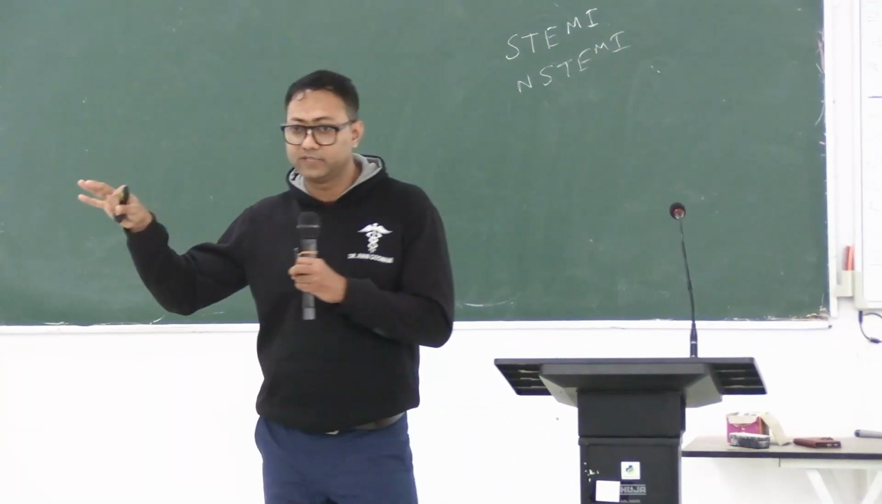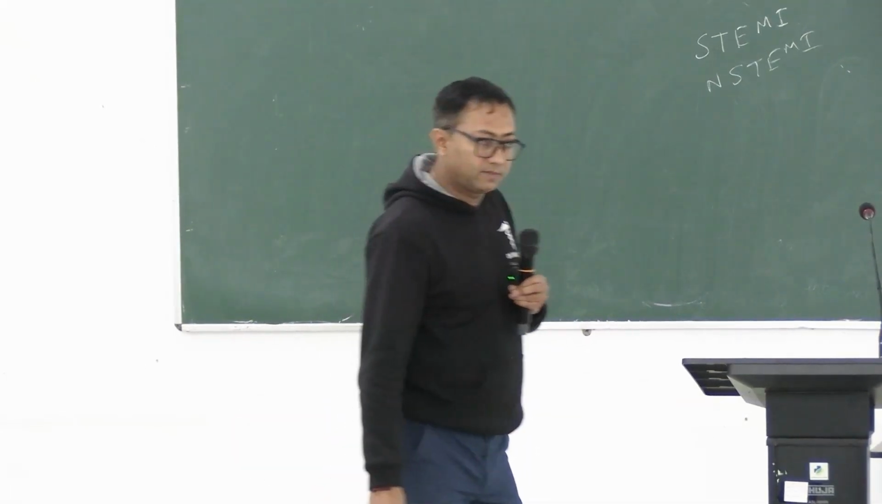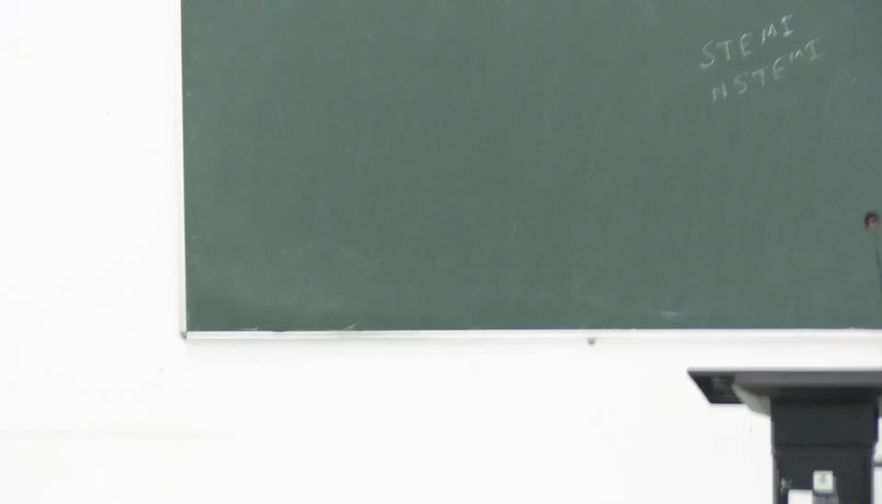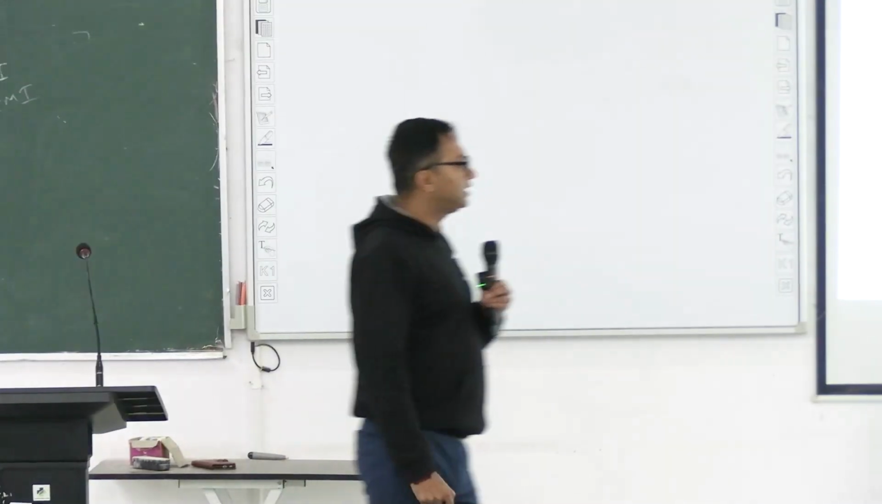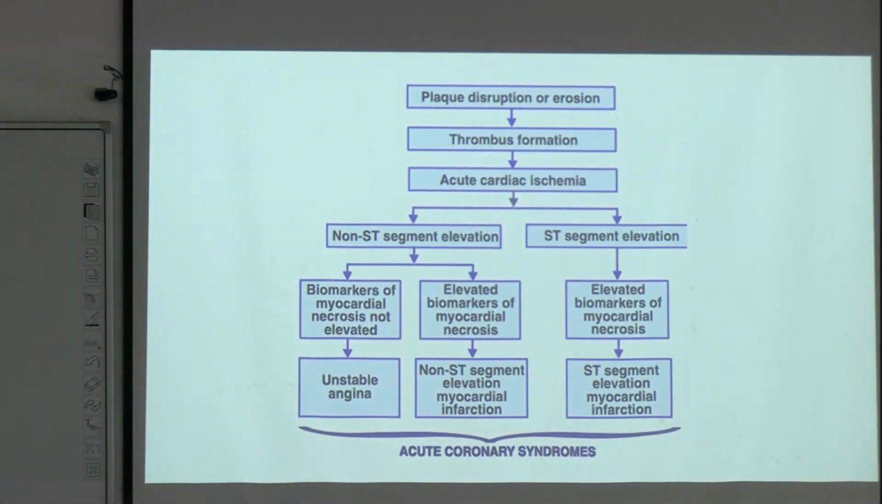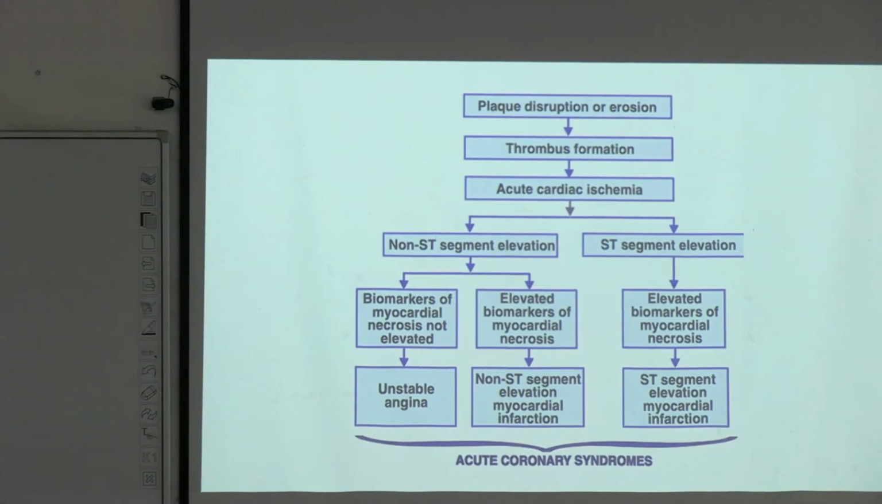If biomarkers are not elevated, that means there is no in-depth injury to the tissue, and we call it unstable angina, the less serious among the three, right? And if the biomarkers are elevated, that means there is definitely tissue infarction, so we call it non-ST segment elevation myocardial infarction. Now, if the biomarkers are elevated and also ST segment elevated, we call it ST segment elevated myocardial infarction or STEMI. Most serious among the three, right?